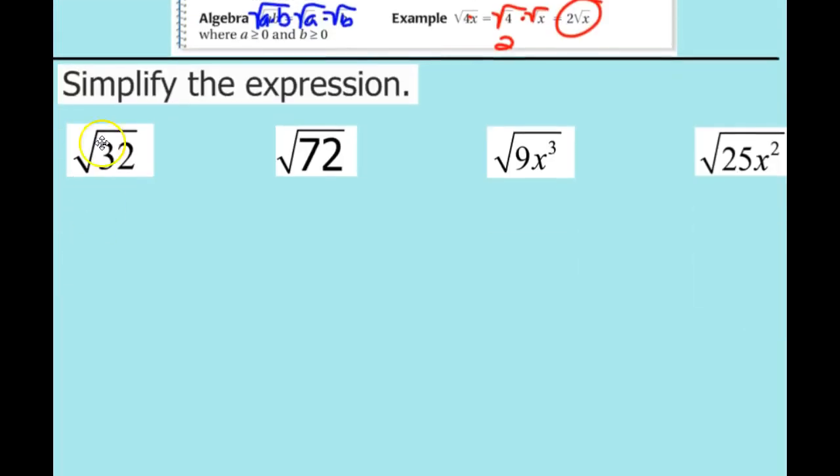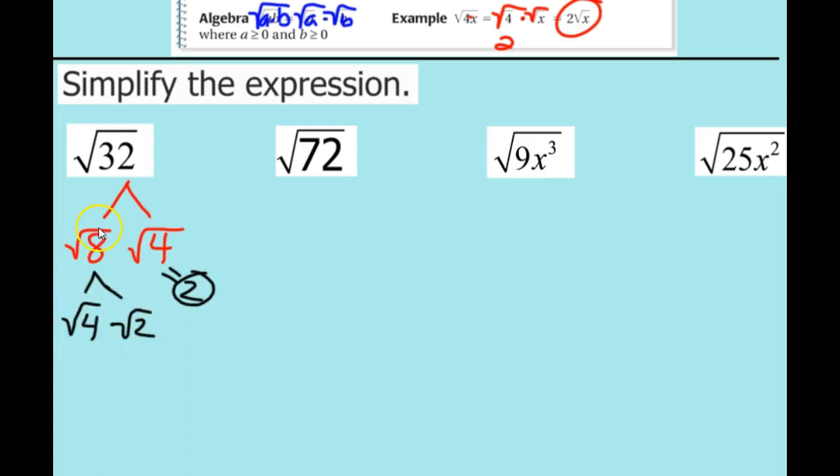So we're going to break down these square roots into parts that we know, like the square root of 4. For the square root of 32, if you're not sure, pick any numbers you want, like 8 times 4 is 32. So we really have the square root of 8 times the square root of 4. I know that the square root of 4 is really just 2. And the square root of 8, well, I don't know what that is, but I know it's the square root of 4 times the square root of 2, because 4 times 2 is 8.